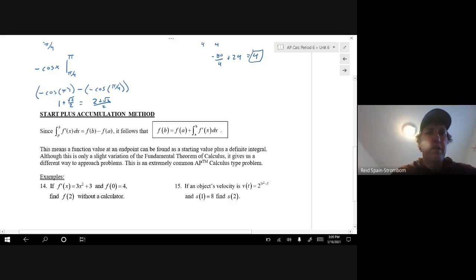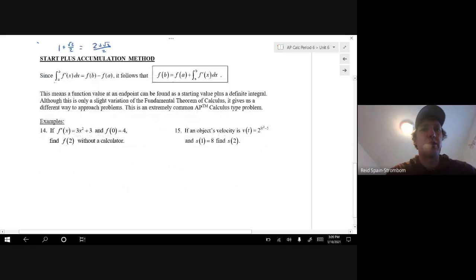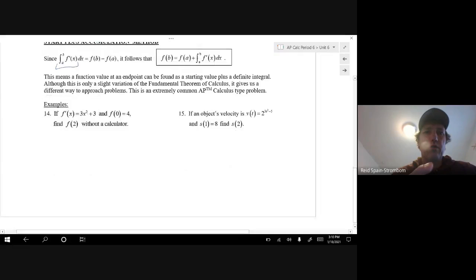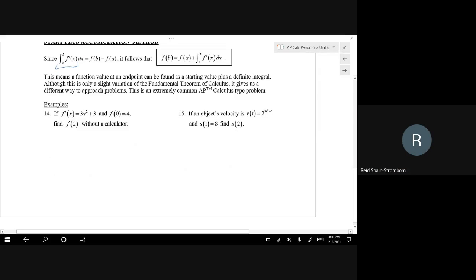So if we know, and this happens a lot on the AP exam, that the integral from a to b of f prime of x is f of b minus f of a, we can move things around, adding f of a to the other side, and say that f of b is equal to f of a plus that integral. Okay. So in this case, we have f prime of x equals 3x squared plus 3, and we're told that f of 0 is 4, and we want to find f of 2 without a calculator.